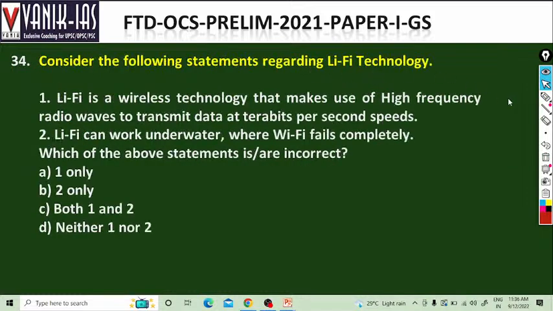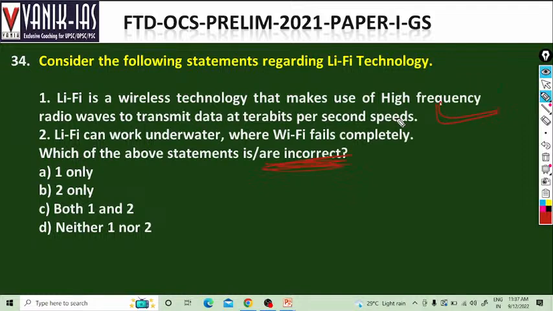Consider the following statements regarding Li-Fi technology. What is this Li-Fi technology? Li-Fi technology makes use of high frequency radio waves to transmit data at terabytes per second speeds. Which of the following statements are incorrect? Here it is incorrect. Why? Because it does not use radio waves.